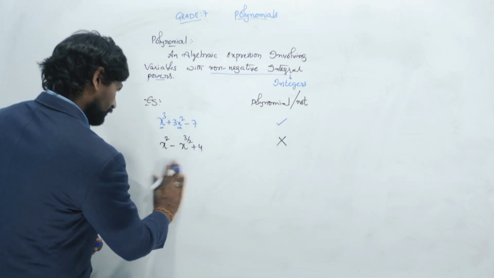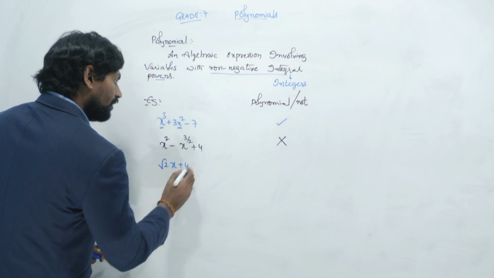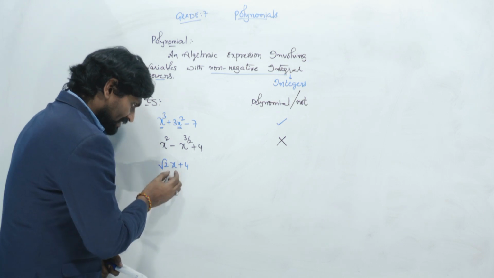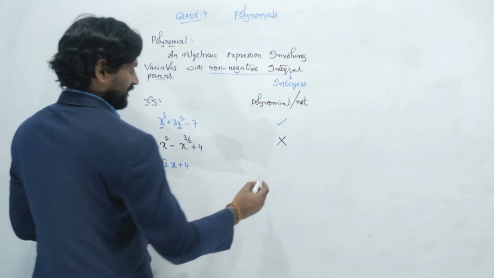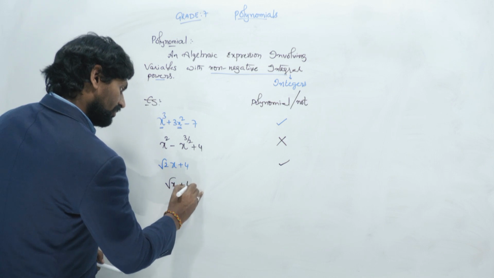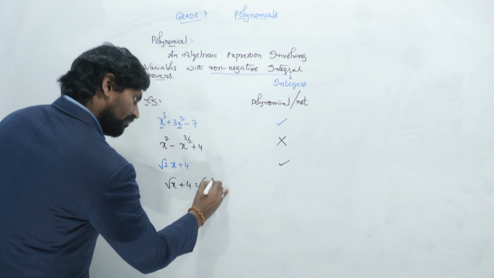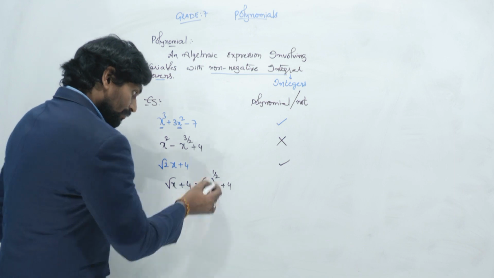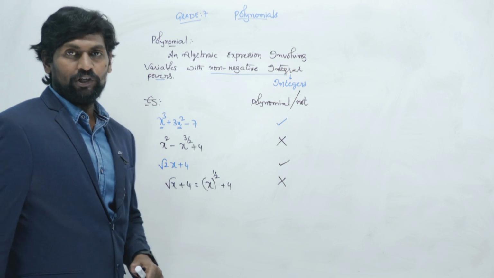Next example: root 2 x plus 4. Check the variable x. x means x to the power of 1. 1 is a non-negative integer, so it can be a polynomial. Now root x plus 4. Root x means x to the power of 1 by 2. The power is not an integer, so it cannot be a polynomial.